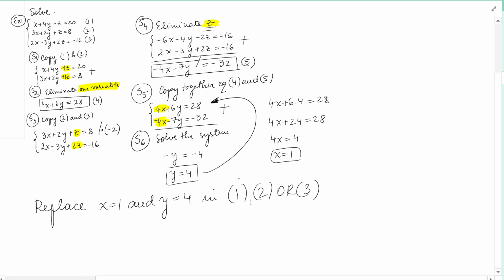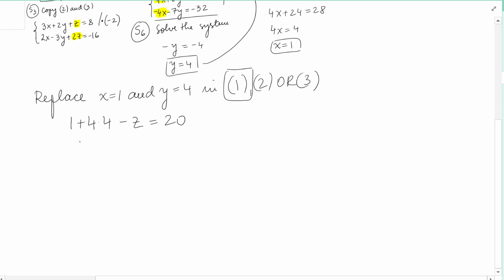I'm going to replace it in 1. So we are going to have 1 plus 4 times 4, right? I'm replacing in this. Minus z equals 20. So we ended up with a linear one. So 1 plus, this is 16, so 17 minus z equals 20. Negative z equals 3. z equals negative 3.